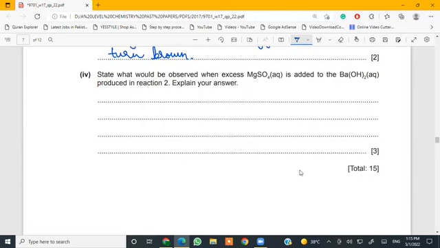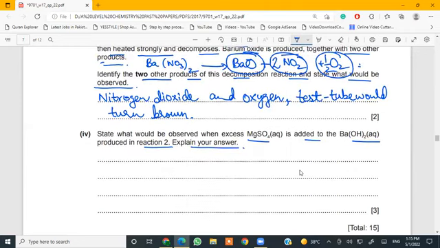State what would be observed when an excess of magnesium sulfate is added to barium hydroxide, produced in reaction 2, and explain your answer. All right, so what would happen? You guys know magnesium sulfate provides sulfate, and sulfate when it reacts with barium would give you barium sulfate. Barium sulfate is a white precipitate, whereas magnesium hydroxide is also a partially soluble solid, right? So the solution would turn cloudy, correct? So a white precipitate would be formed of barium sulfate, which is actually insoluble, and magnesium hydroxide is also partially soluble. Okay. So that is what would be observed when it is added.